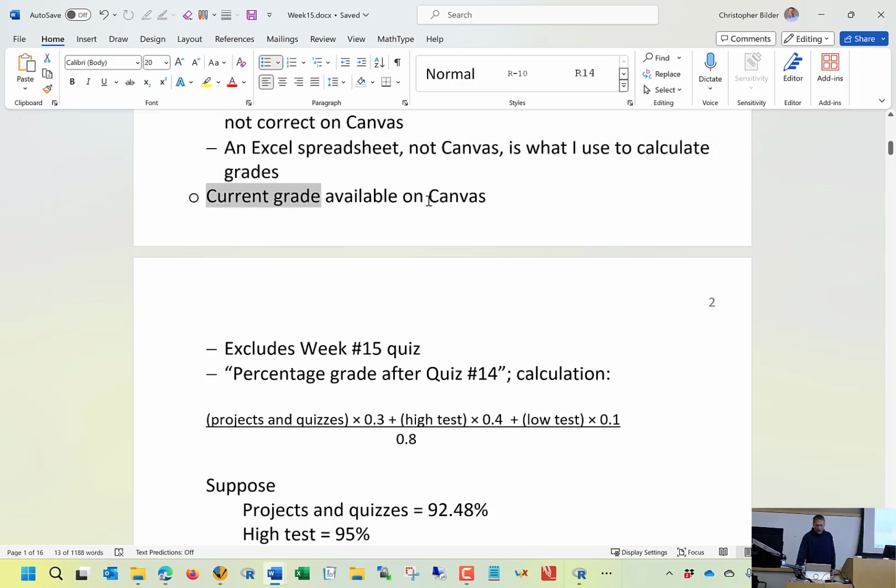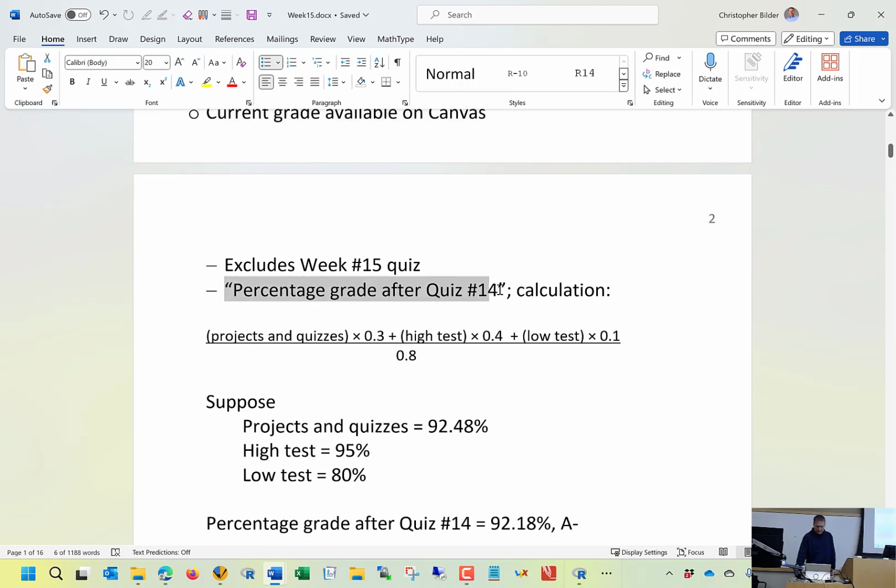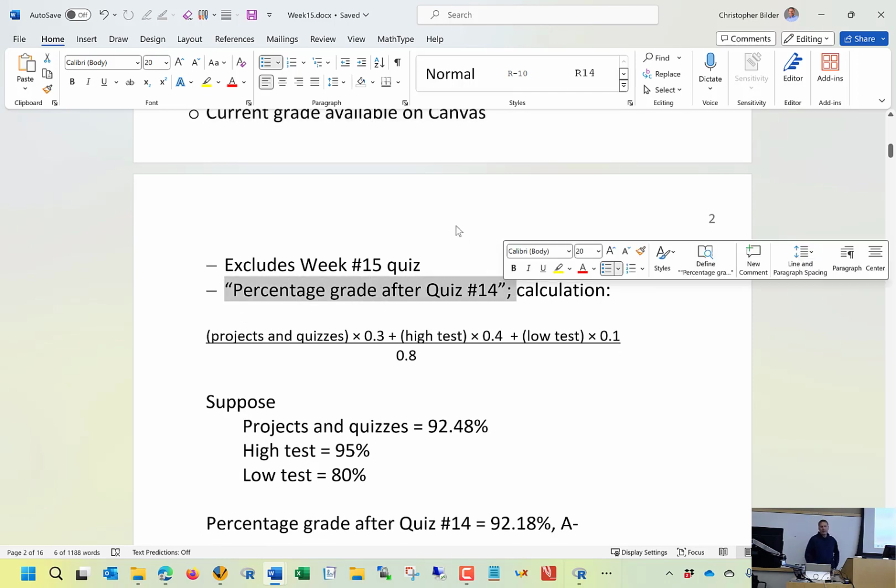Now, also in Canvas for the grades, as I mentioned on the discussion board, I have what is your current grade. It's listed under what's called the percentage grade after quiz number 14. So it's everything but the final exam and this quiz that's due today.